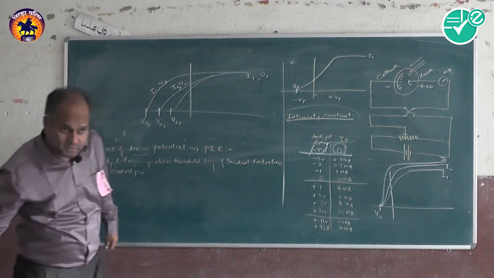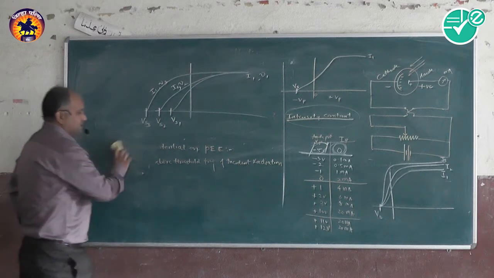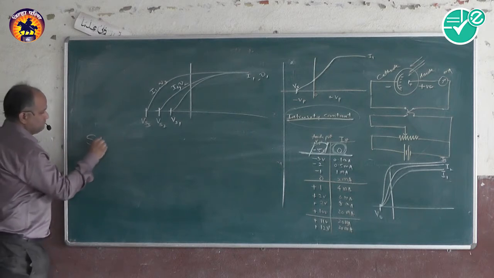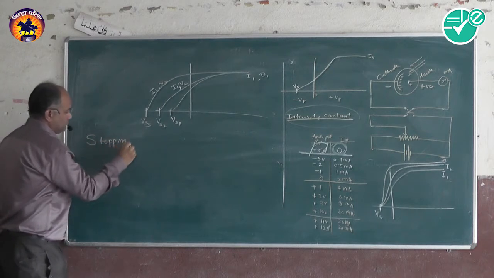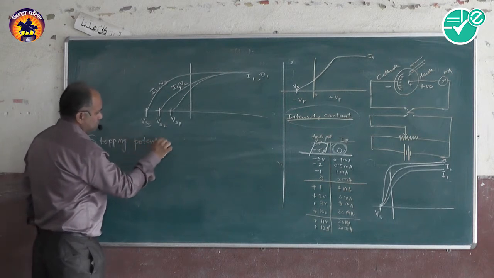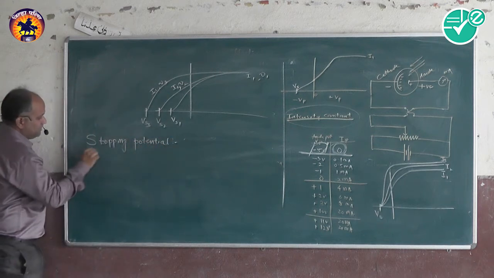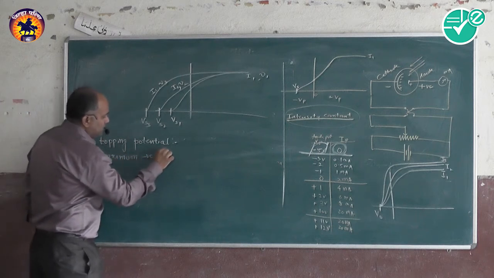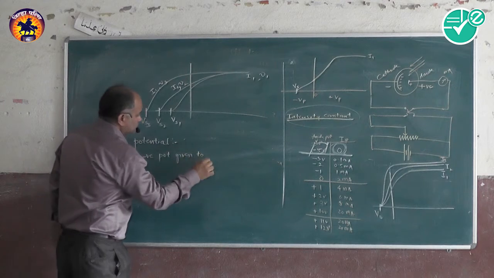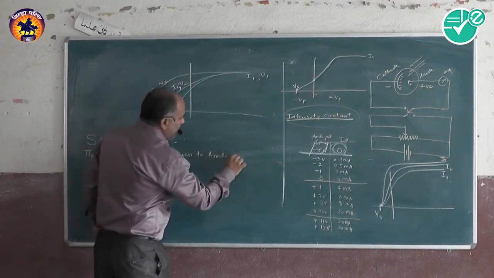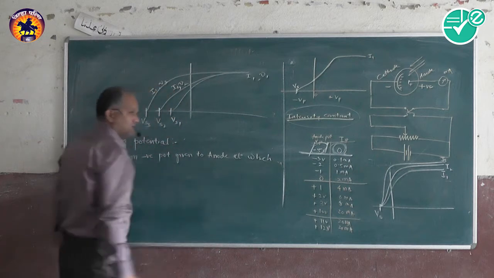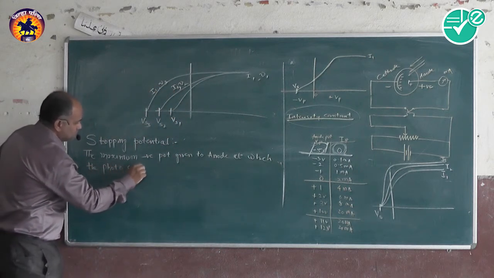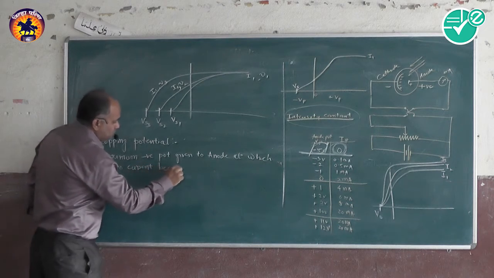So what is the concept of stopping potential? The definition of stopping potential: the maximum negative potential given to the anode, at which the photocurrent becomes equal to 0.